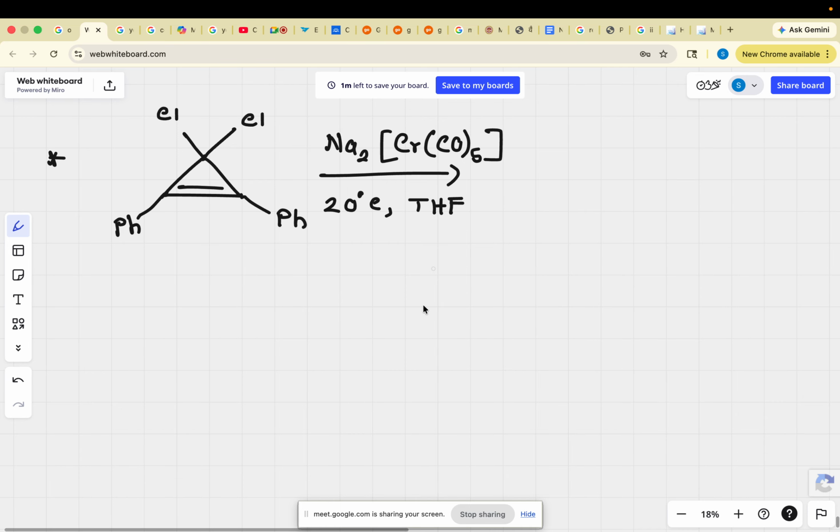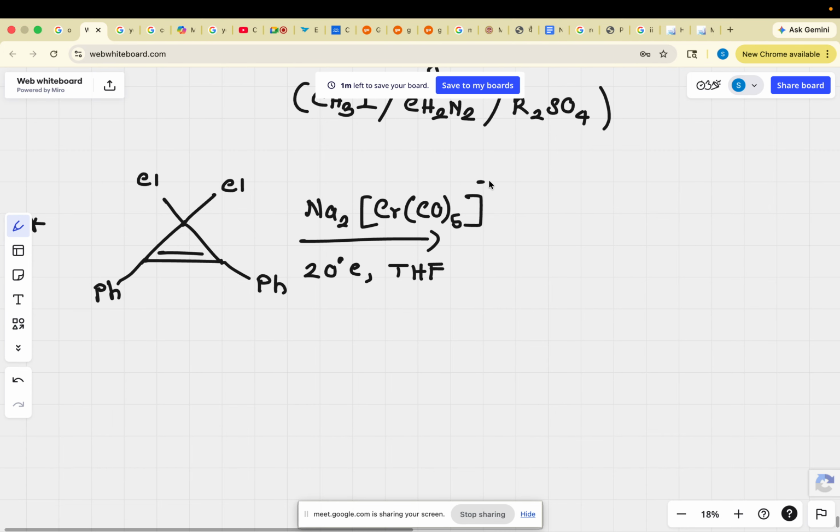Done. So what will happen now? Sodium will give 2 electrons. So Na2 means what? You will get 2 sodium plus and this Cr(CO)5. If I break this compound, what you will get? 2 sodium plus and [Cr(CO)5] 2 minus, right? So what will happen now?